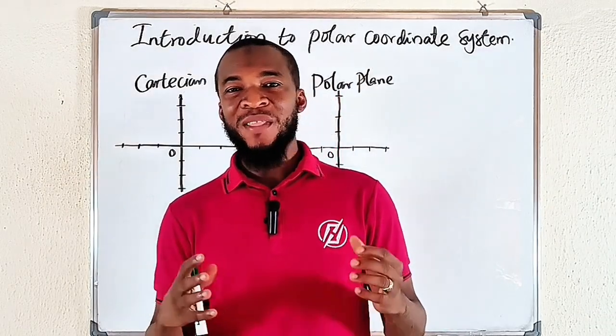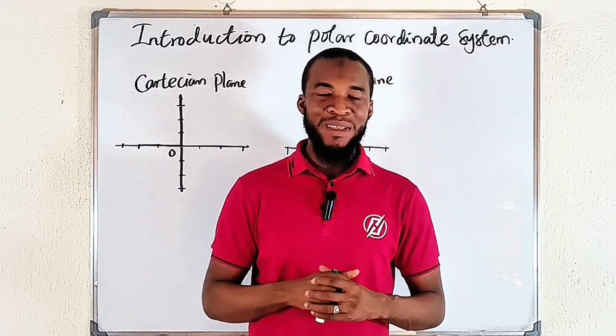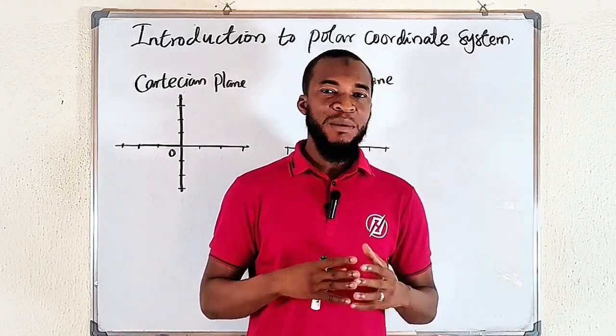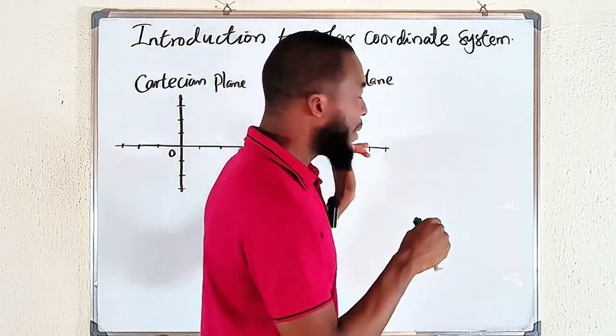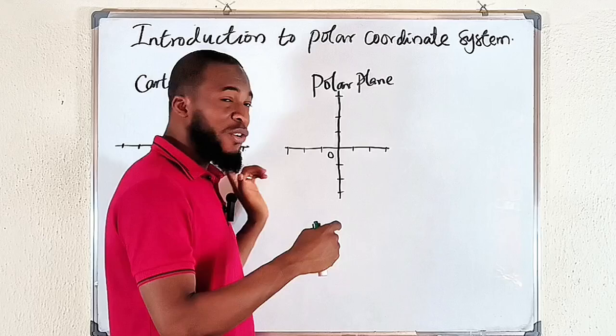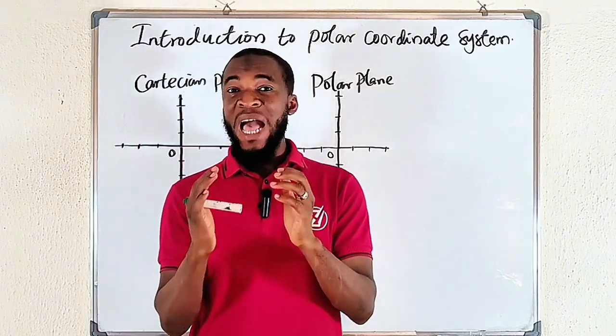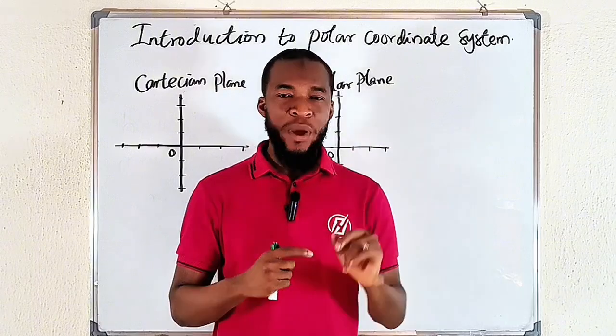Hello everyone, in this tutorial I'm going to introduce the concept of the polar coordinate system. A polar coordinate system is a two-dimensional coordinate system where every single point on the plane is defined by its radial distance from the origin and also the angle subtended, or the direction towards that point.